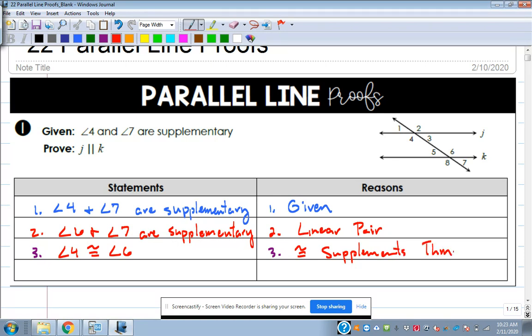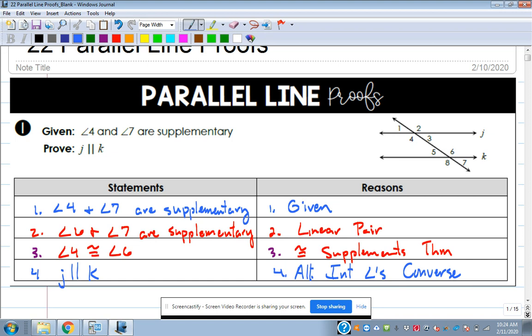Theorem. And then now we get that punchline that line J is parallel to line K because 4 and 6 are what? Alternate interior angles converse. If alternate interior angles are congruent to one another, then the lines are parallel.